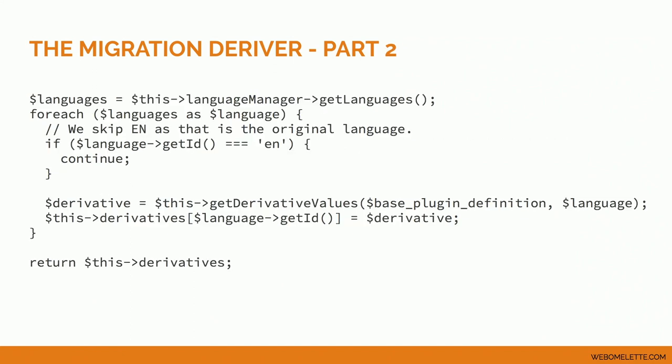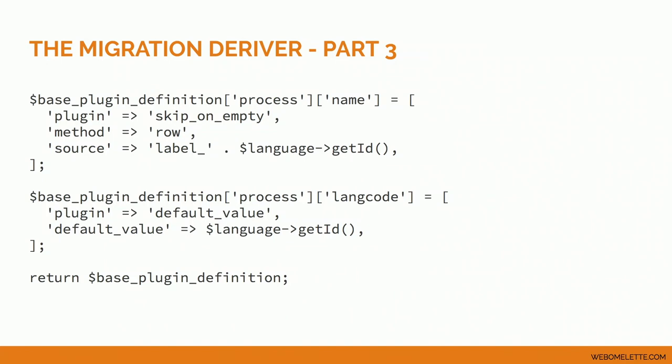This is what that method looks like now. It's definitely not rocket science. We have the language manager already injected, and then we start looping through all of the languages on the site, skip English because we had already migrated into English, and then we create one derivative for each of the languages. We will see the method that does that in a second, and then return all the derivatives, right? So this is where the dynamic part comes into play, because we don't know at any moment what languages there are on the site. So we loop through them, and then we create one by one the derivatives.